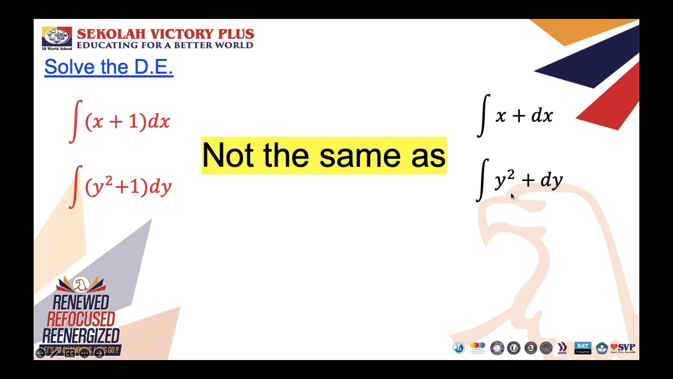Now, comparing it to the one on the left, here it's integral of the expression x plus 1 with respect to dx, meaning we're trying to find the integral of this with respect to this variable x. In other words, this is the one that we can find an integral with, whereas this is something that we cannot directly find its integral. That is why we call these non-separable.